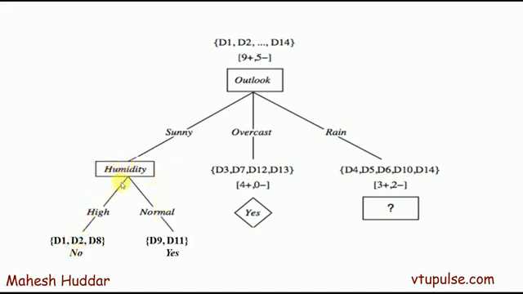Whenever humidity is equivalent to normal, there are 2 examples and both of them are yes here. So this particular part is over. And this is already over because all of them are positive, so we have written yes here. Now we need to consider these 5 examples and calculate which is the node having maximum information here.